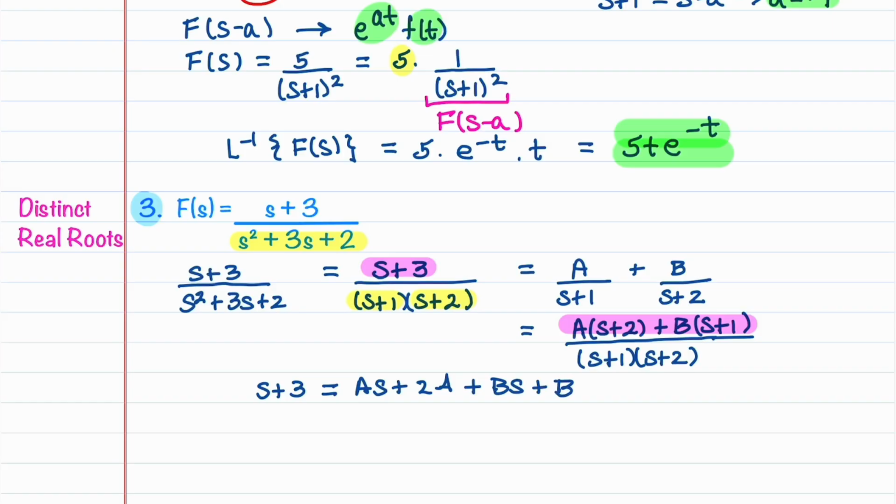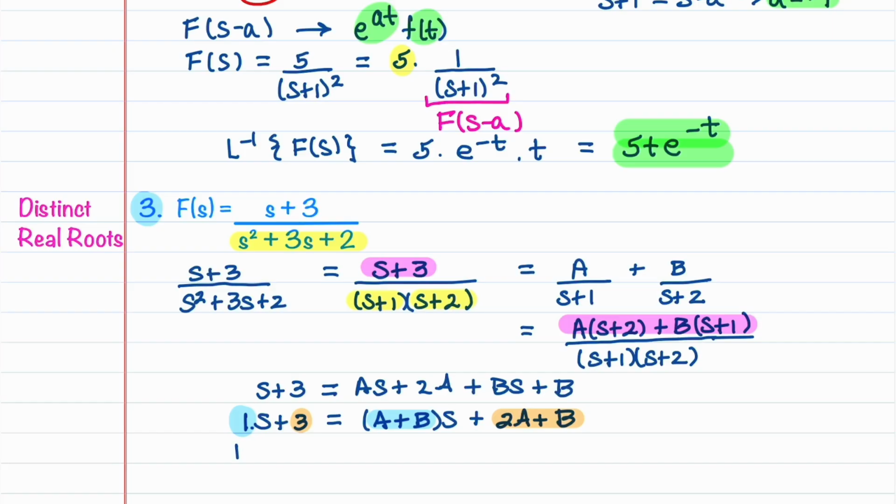Now let's split this up. We have s + 3. We have A + B that multiplies s, and then we have 2A + B. Let's put a 1 here in front of the s. I think that will help us see what's going on. To make this equation true, we have to set 1 equal to A + B, and then we can set 3 equal to 2A + B.